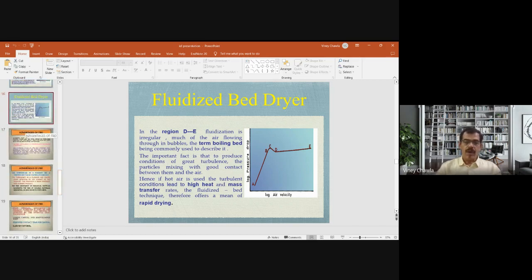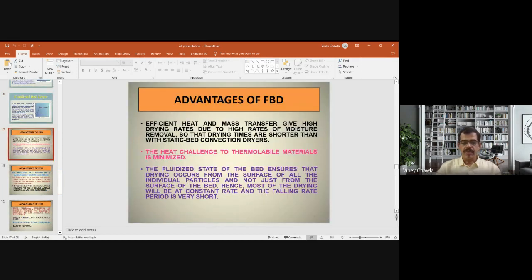I will come now to the advantages of the fluidized bed dryer, because as we just discussed, there is efficient heat and mass transfer. So this gives high heat transfer coefficients and high drying rates. So moisture is removed quickly. Drying times are shorter compared to a tray dryer, or in fact even a rotary dryer. Drying times are lesser.